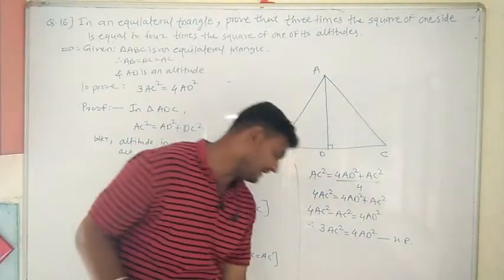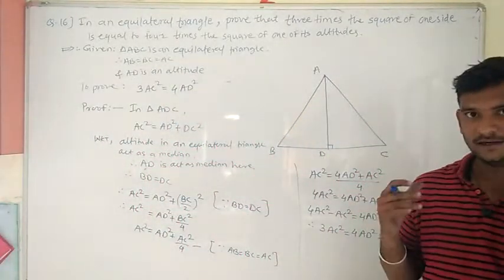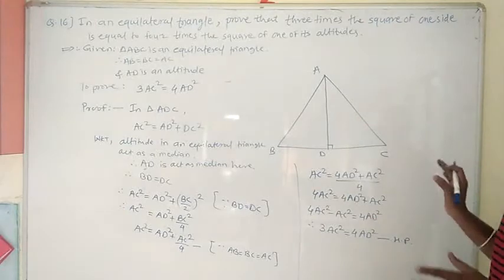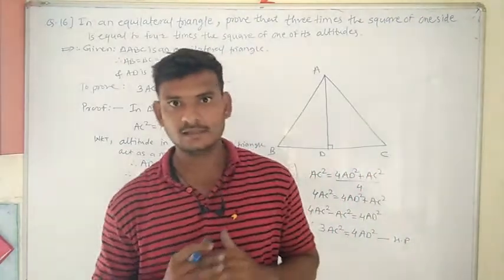Question number 17 is not necessary to solve, because that is out of syllabus and that part is deleted. Therefore, up to question number 16 we have completed. In this way, chapter number 6, Triangles, is completed.